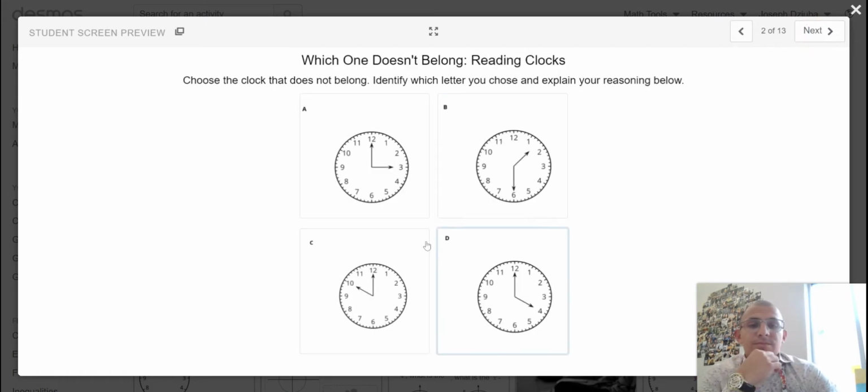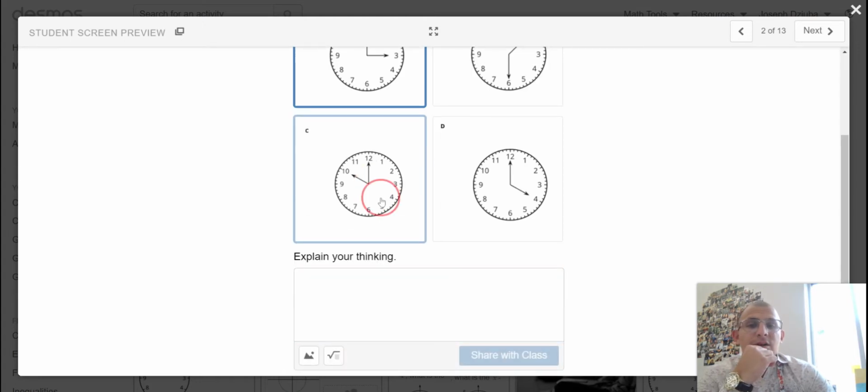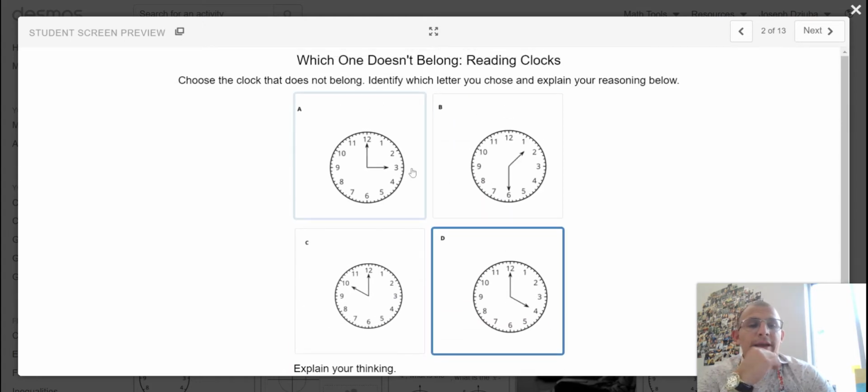I'd like for you to select the clock that you feel does not belong and state the reason for why that particular clock does not belong. A clock is a great example of a periodic function because it replicates its behavior over a particular interval.